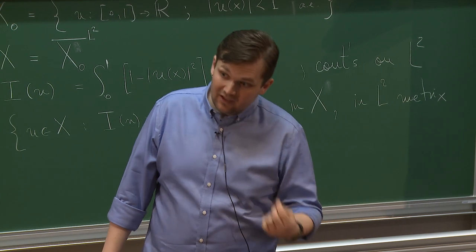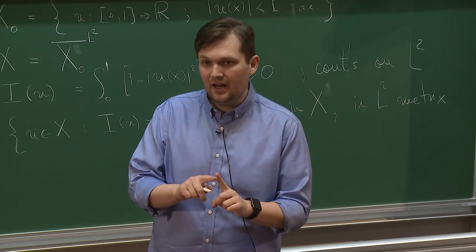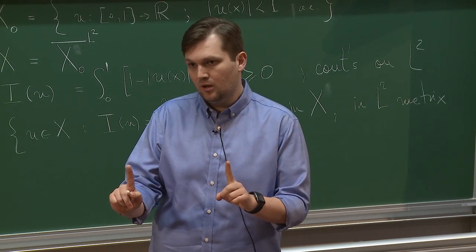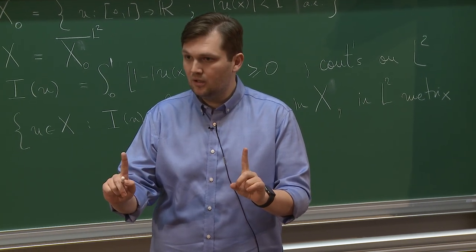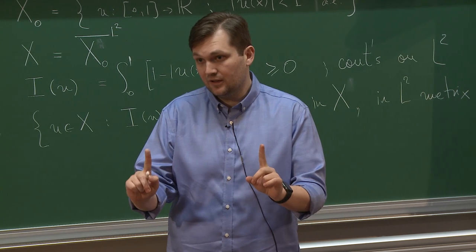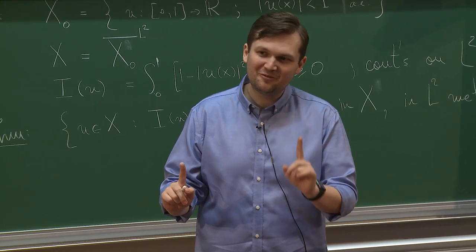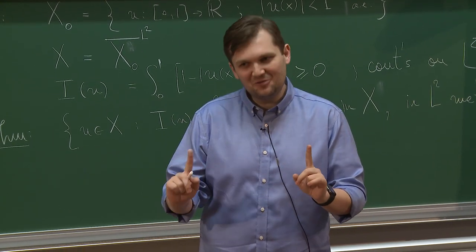Because I was continuous, if u_k converges to u in L2, I of u_k must converge to I of u, because it's continuous on L2. But I of u_k we just proved converges to 0. So I of u is 0.